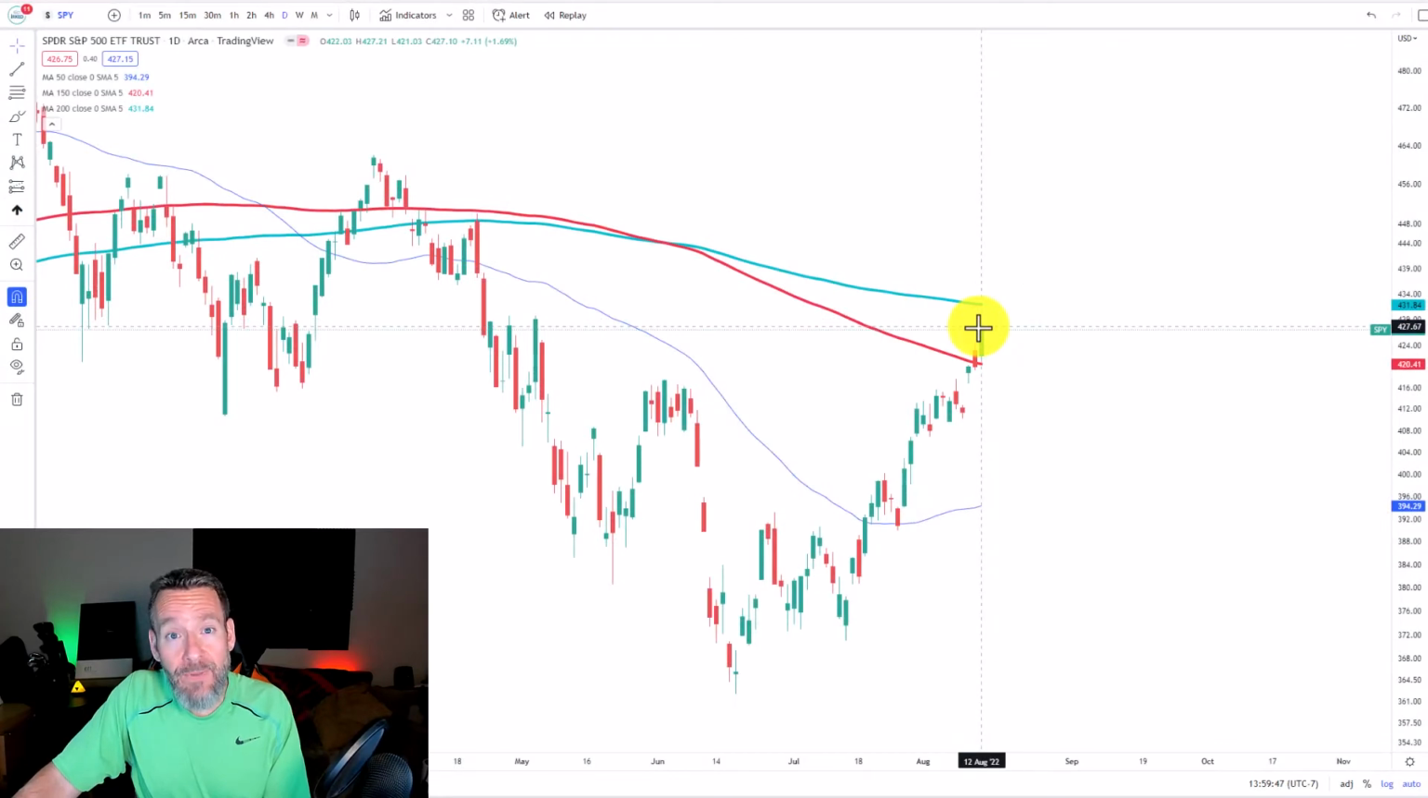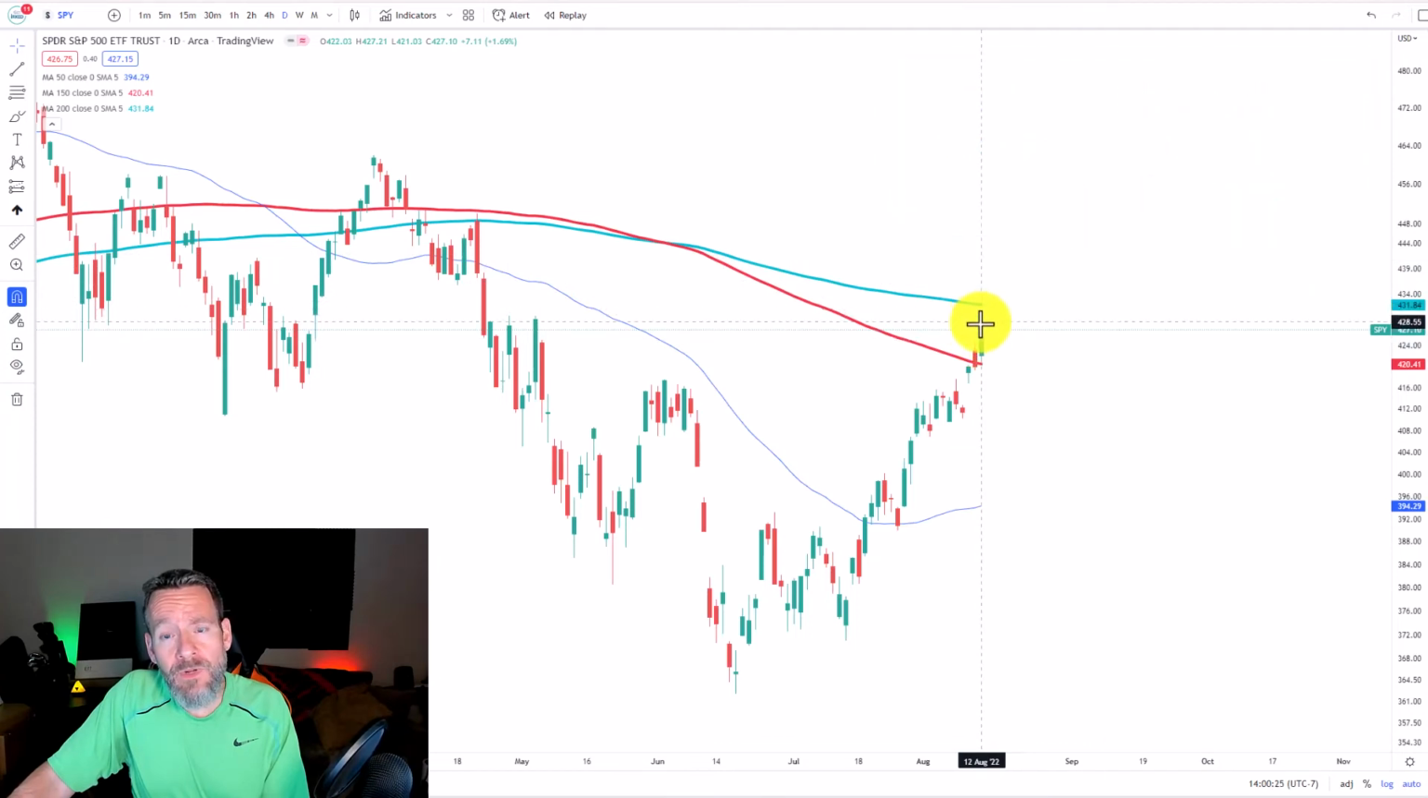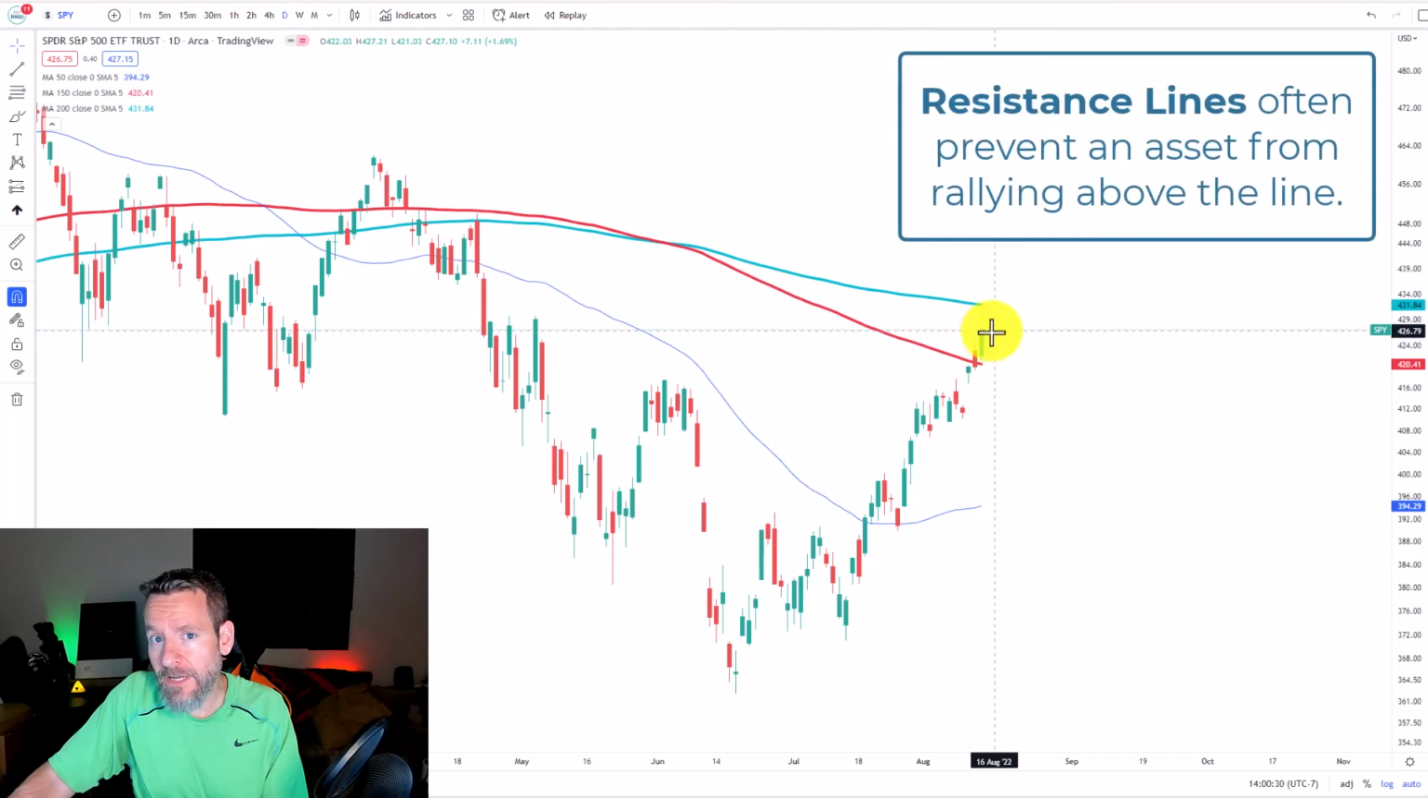Whenever an asset is above a moving average line, that moving average line will act as support. When it comes down and touches the line, oftentimes the asset will bounce off of a moving average. And the same works in reverse. Whenever an asset is under a moving average line, instead of support, that moving average line is often resistance, which means the asset will go up, hit the moving average, and then bounce back down.